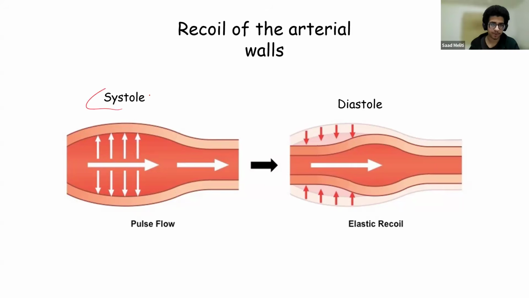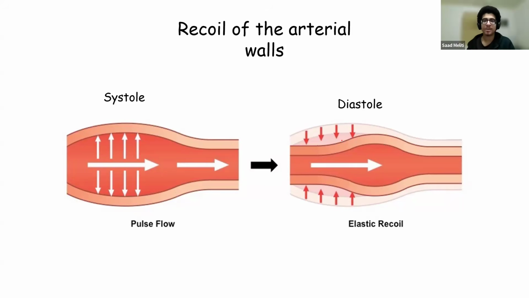So this is systole, okay, when the heart contracts. So when the heart relaxes, what happens to the arterial walls, for example, the aorta? It's going to recoil back, okay, because the aorta, and arteries in general, have a huge amount of elasticity.